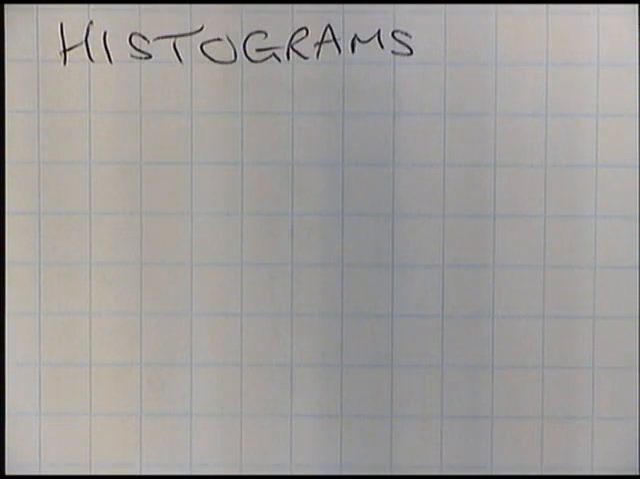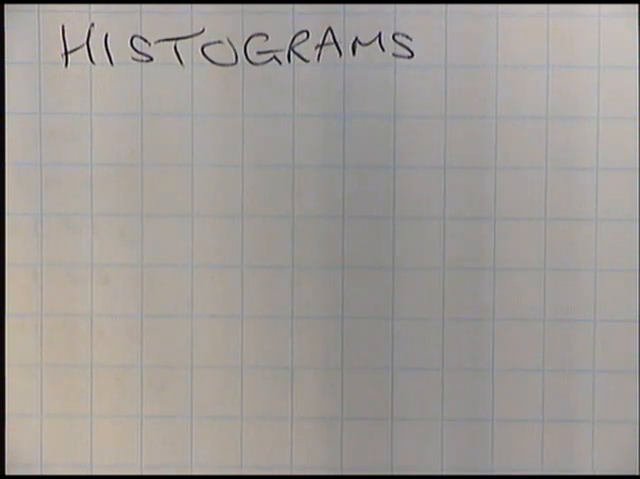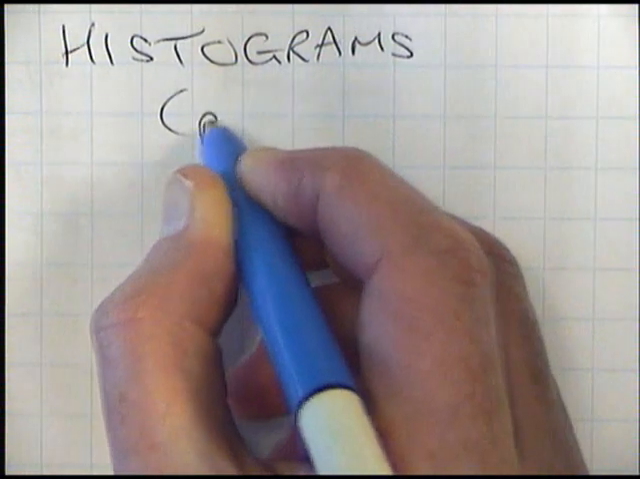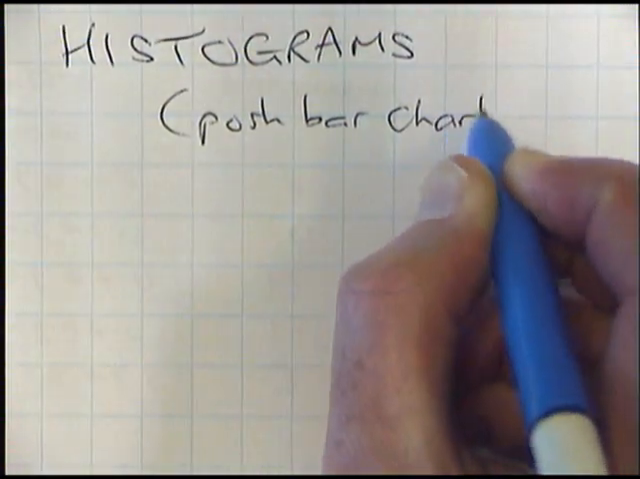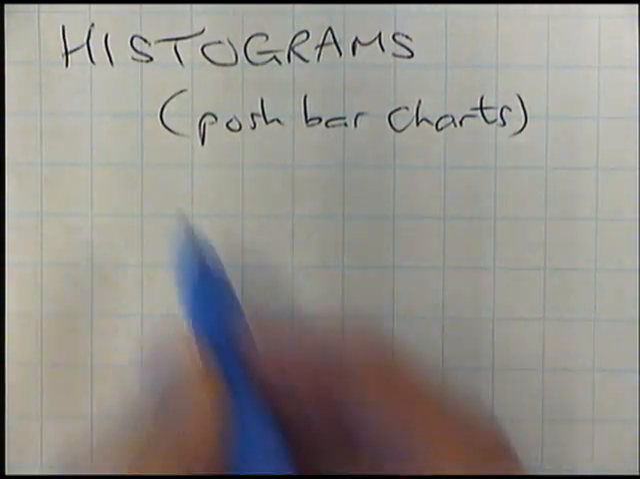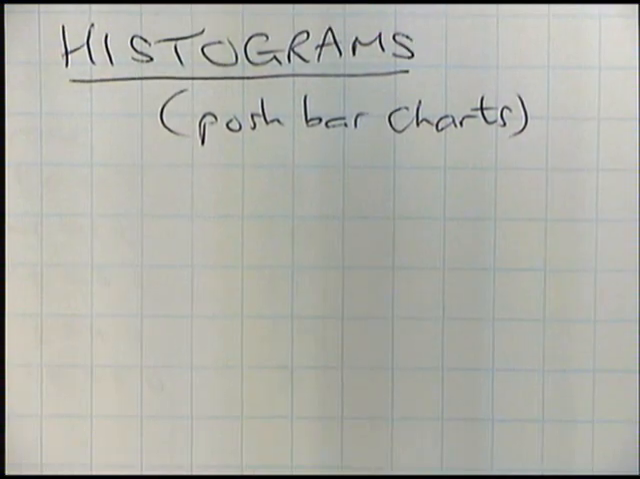In this lesson, we're going to look at histograms. Histograms are sort of posh bar charts. If you could actually put down the heading histograms and underneath in brackets put posh bar charts, that will give you a reminder later on when we come back to this what histograms are.